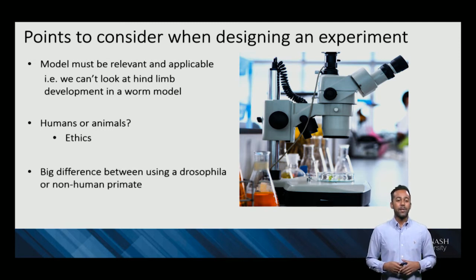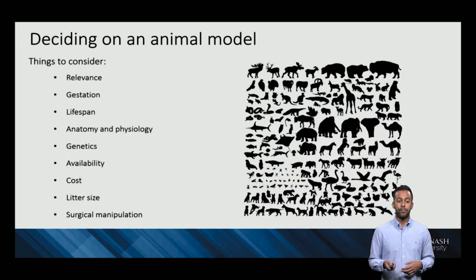So the big difference between using a Drosophila or perhaps a non-human primate: we'd use something like Drosophila if we're interested in perhaps genetics and genes. We'd use a non-human primate perhaps for something that is not very well conserved across species. So if we're interested in perhaps kidney development, the kidneys of a human are not very similar to any other animal model. They do share some similarities, but it's not very well conserved. So these are other considerations you need to have in mind.